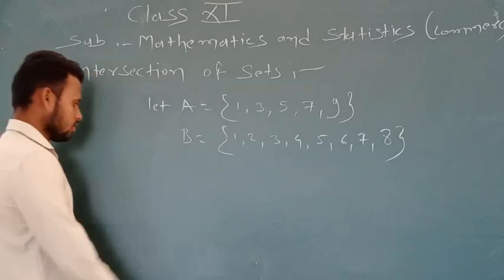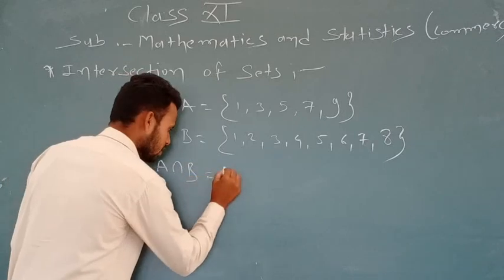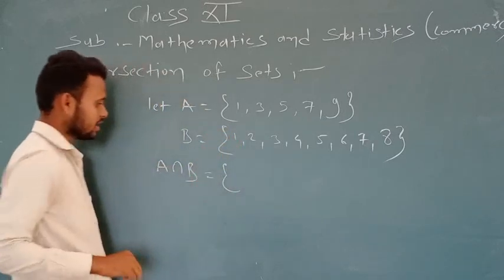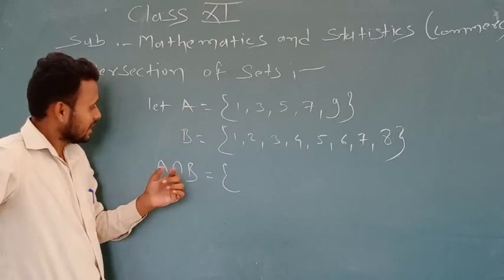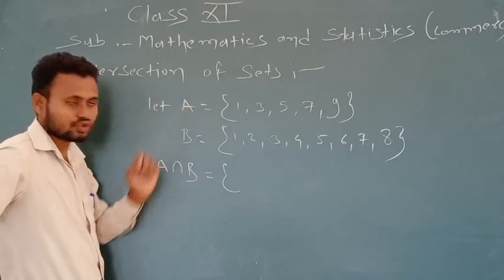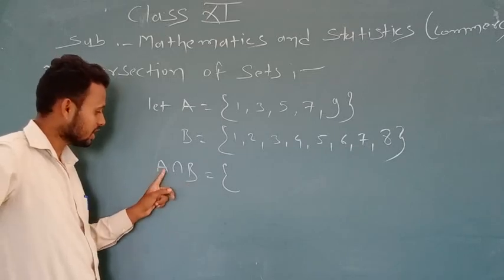Then the intersection of these two sets, A intersection B, is equal to the set containing the elements... By definition, if A and B are two sets, then the intersection of these two sets contains all the elements which are both in A and B.